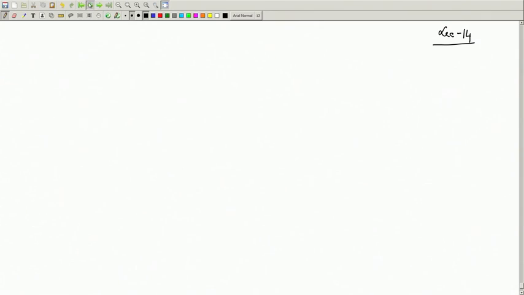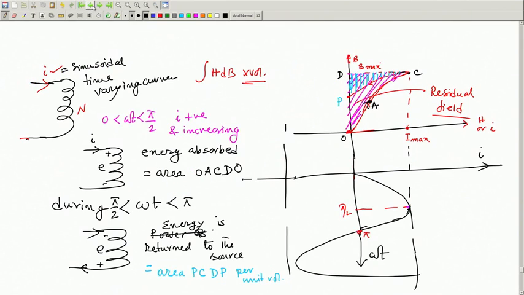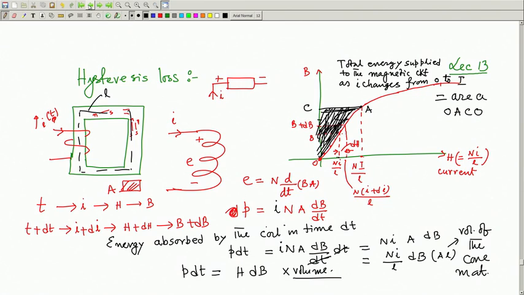Welcome to lecture number 14 on electrical machines 1, and we were discussing core losses. In our last class we were discussing hysteresis loss. Before that, of course, we discussed eddy current loss and the factors on which it depends. Just a quick review of this previous material.